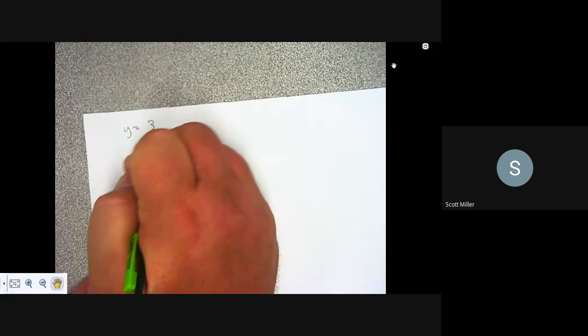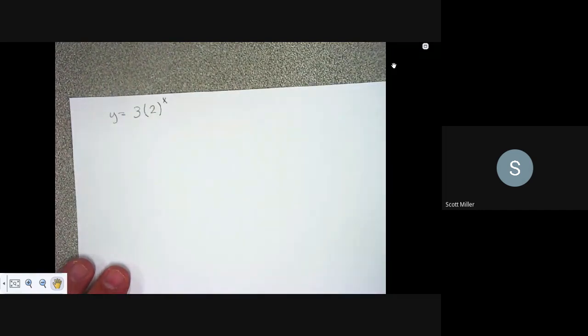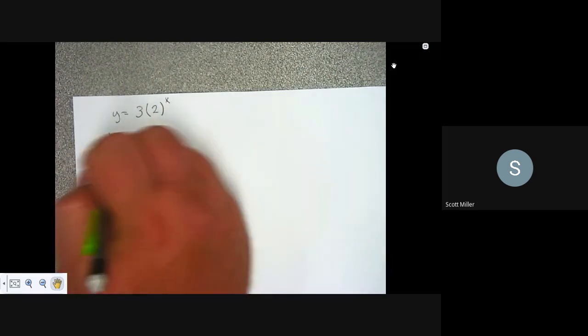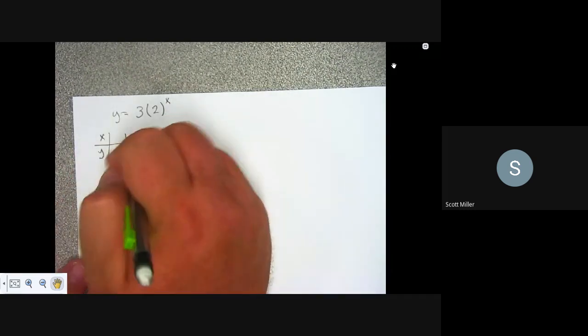Here is y equals 3 times 2 to the x. So we're going to graph that. So first off, we have to make a table. So here's x, here's y.